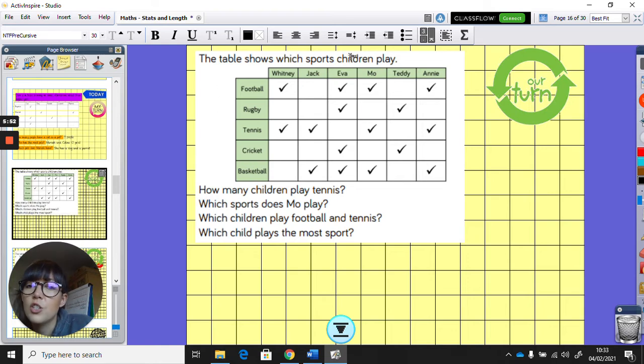The table shows which sports each child plays. So if you look across, you can see who plays football. If you look down, you can see the individual children. I would like you to pause the video here and answer these 4 questions on this table. Off you go.